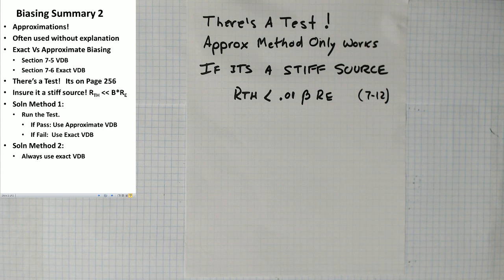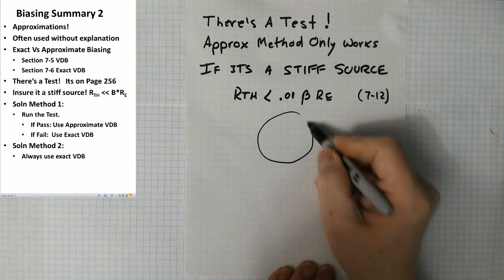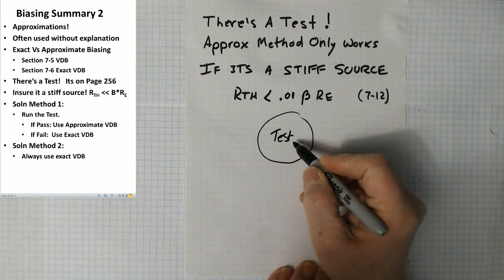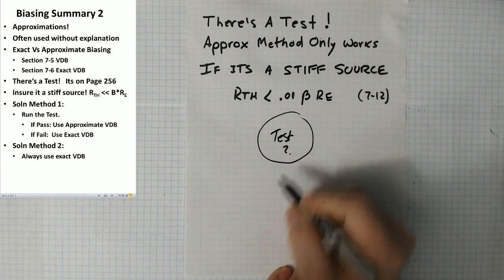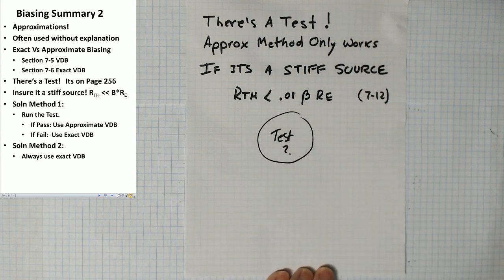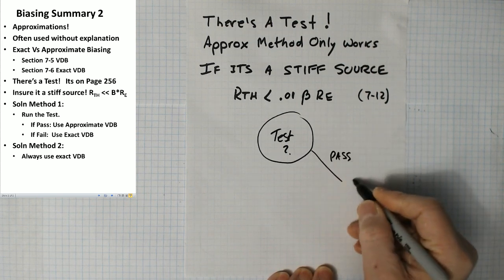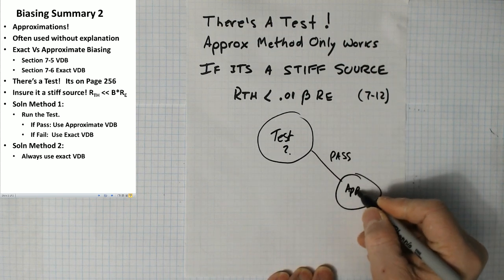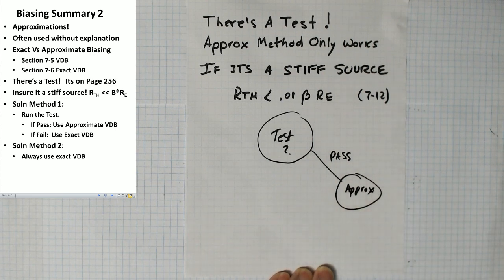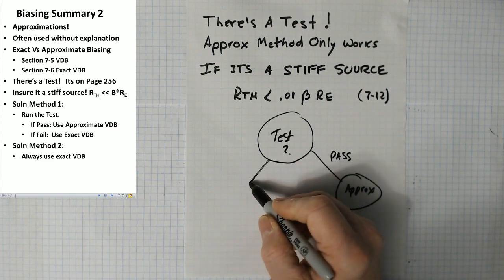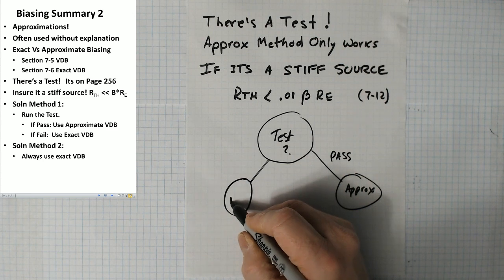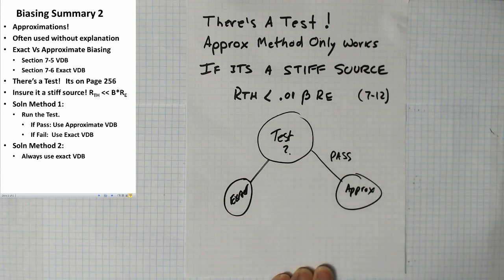So let me demonstrate this to you in a little diagram. What Malvino is saying is that the first thing you should do is run the test. And the test determines whether or not you can do the approximate method. And if you pass the test, you can use the approximate method, which is slightly reduced in work, but not really, because the first thing you had to do was run the test. And if you fail the test, then you can do the exact method, and that'll work.